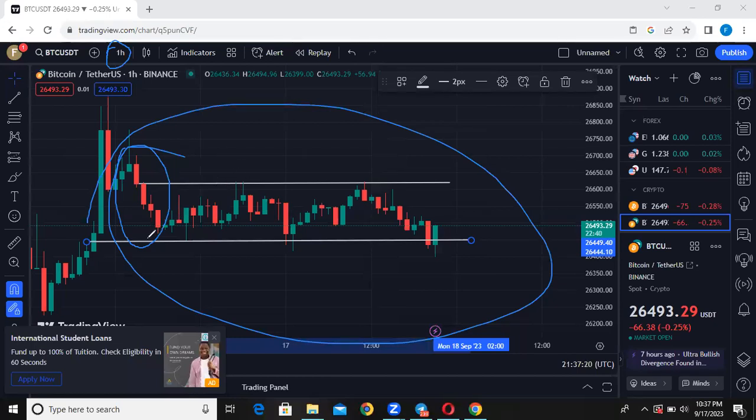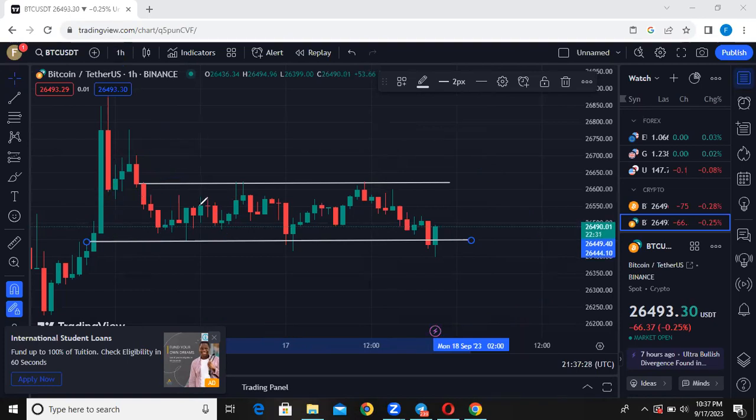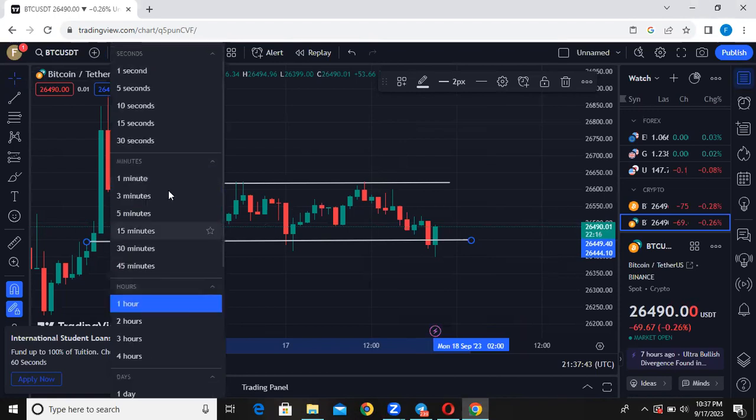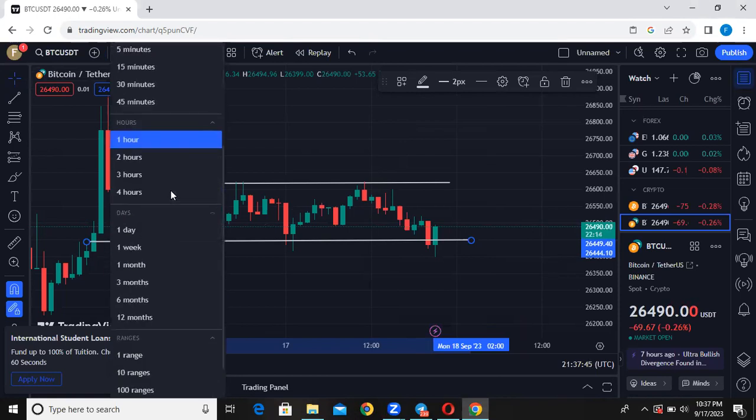Now, these are candlesticks. These green candlesticks simply represent buyers in the market, while the red candlesticks represent sellers in the market. And there are various time frames. You can change the time frames. Now, what do I mean by you can change time frames? It means you can trade the market at any time that you want.